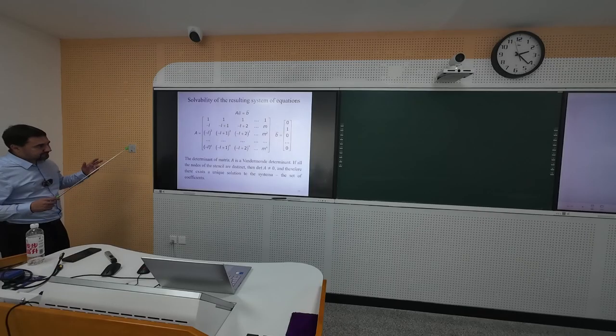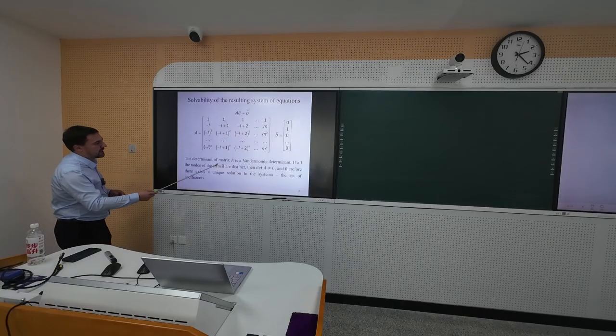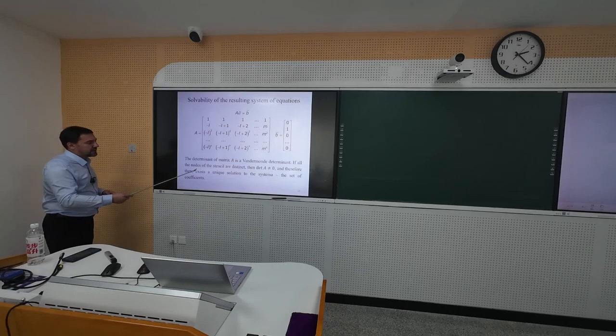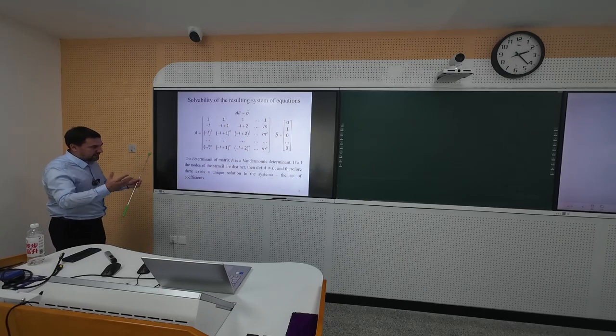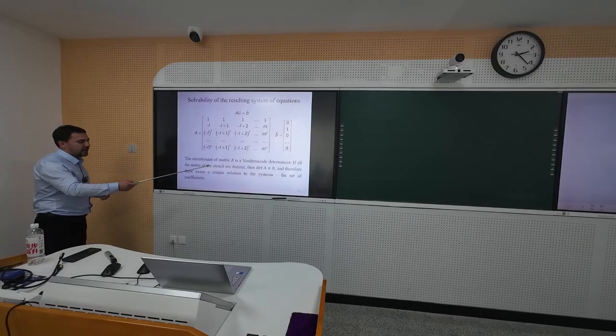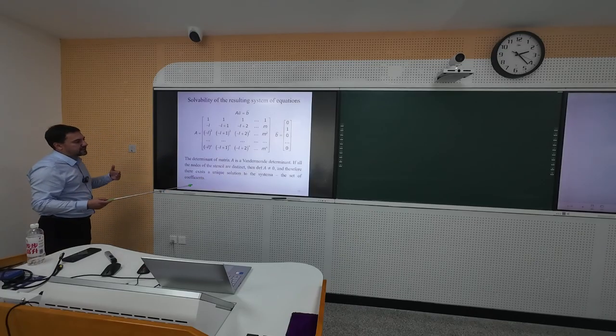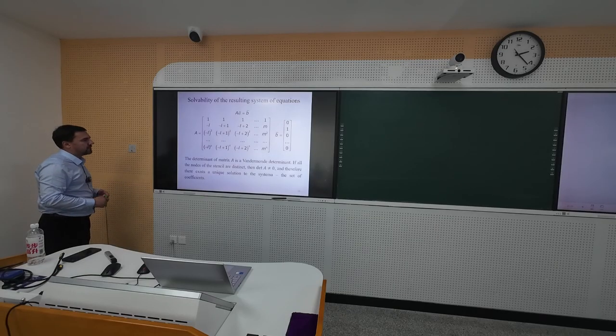And the structure of the system is very specific. It is known that the determinant of matrix A is a Vandermonde determinant. If all nodes of the stencil are distinct, meaning that all the x that we use are different, and this is obviously so, then the determinant of A is not equal to 0, and therefore there exists a unique solution to the system, the set of coefficients.